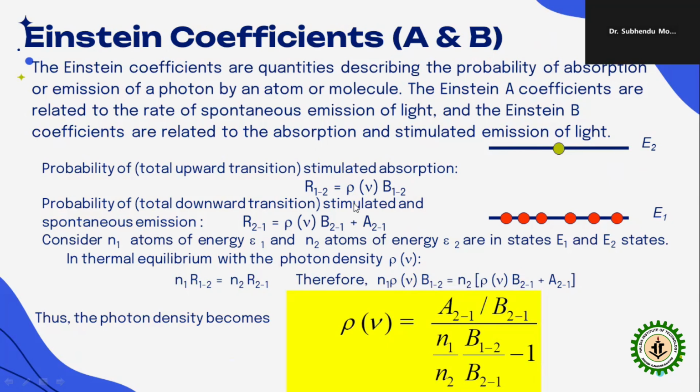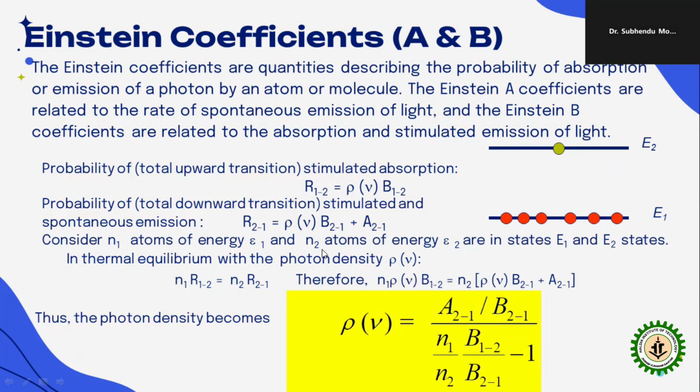As we know, it can be stimulated and spontaneous emission. So here R21 is equal to rho nu into B21, and this part is contributed from the stimulated emission, and A21 is the coefficient for the spontaneous emission process. So the total probability is rho nu into B21 plus A21.